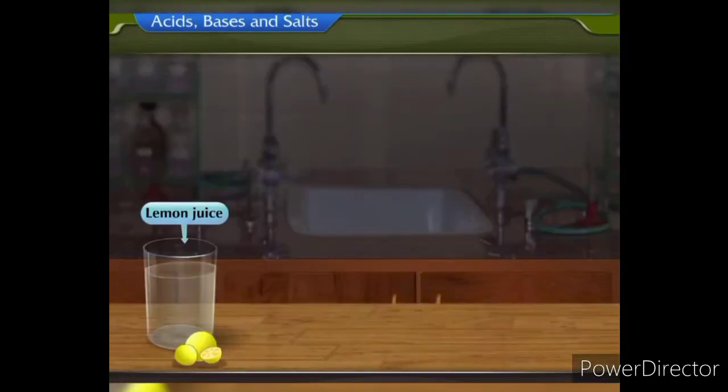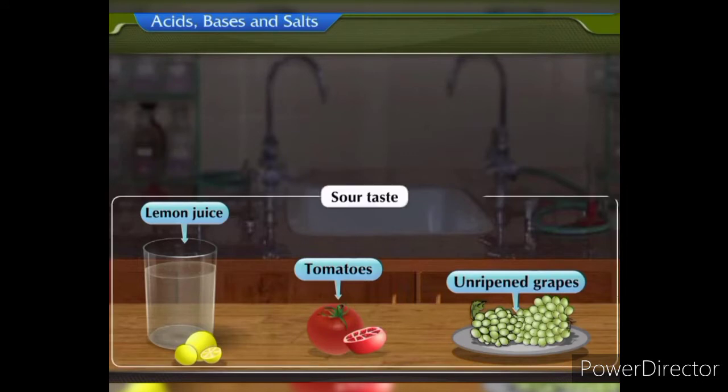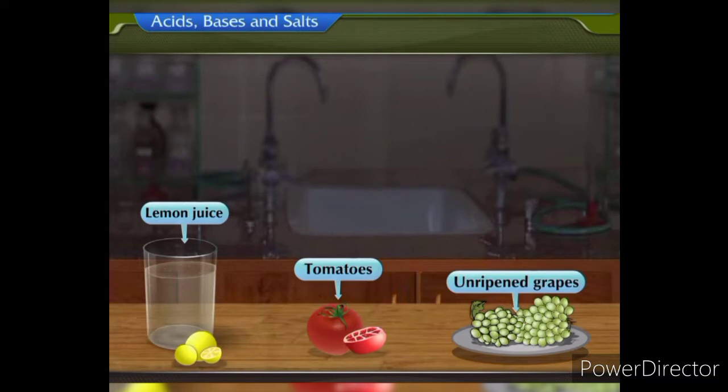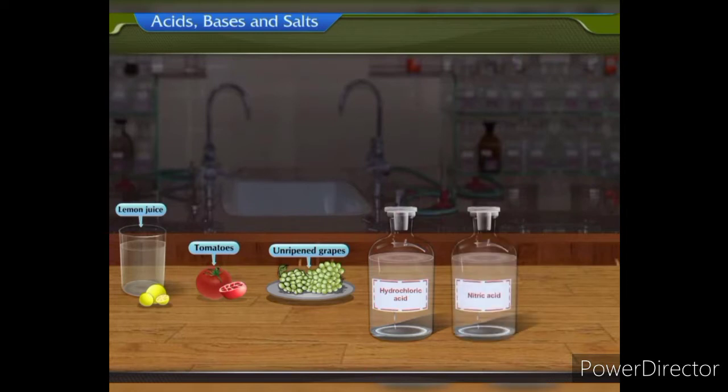We know that lemon juice, tomatoes and unripened grapes have a sour taste because they contain acidic substances. We are also familiar with reagents like hydrochloric acid, nitric acid and sulfuric acid. They are important acids used in the laboratory.